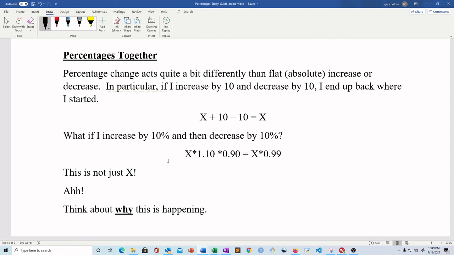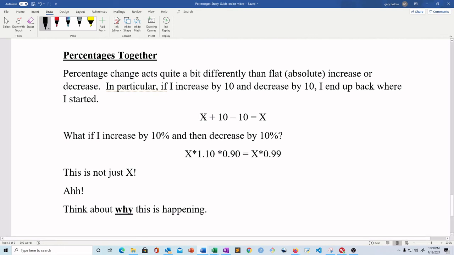And so there's an idea here that is important. I want you to think about this before you go any further in the video and try to explain what's going on. So pause the video, read this, think about what's going on. Okay, so hopefully you've paused and thought about it. What this is talking about is how percentage change is quite different than just adding and subtracting change, which is flat or absolute increase.